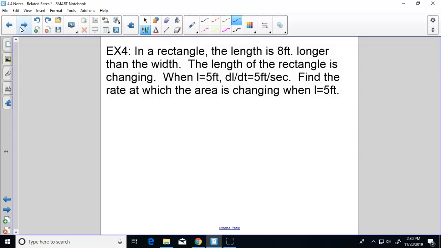Okay, I like to draw myself a picture for these. So, got a rectangle. The length is 8 feet longer than the width. So, this is length and this is width. Then I know that the length is 8 feet longer than the width. So, I could take the width, add 8, that gives me the length.